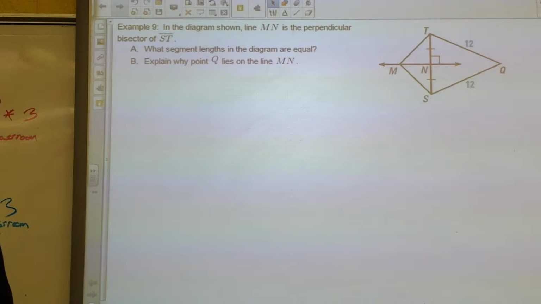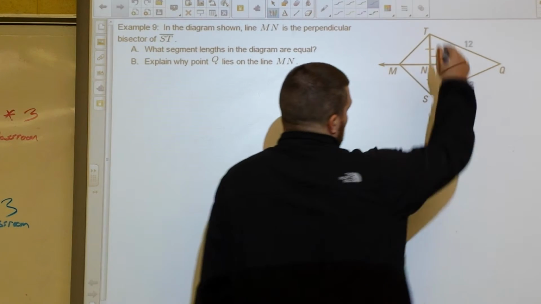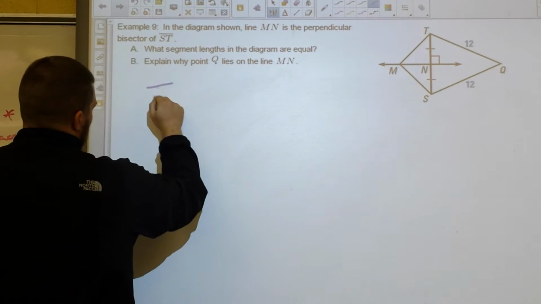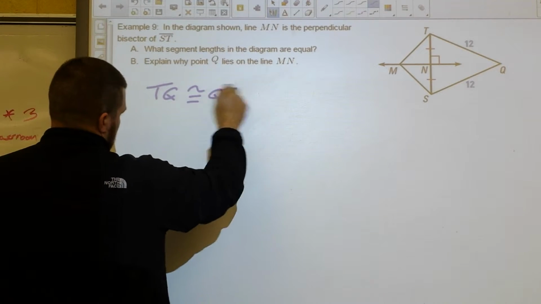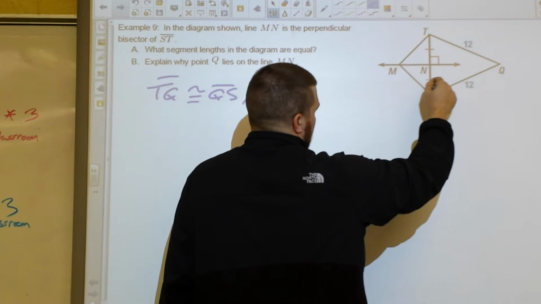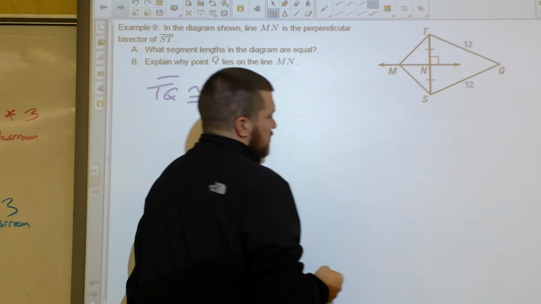All right, so in example 9, we're told that line MN is the perpendicular bisector of ST. So what segment lengths in the diagram are equal? Well, first off, let's start with what the picture gives us. TQ and QS, those are obviously the same. So TQ is congruent to QS. What else? Let's see. This line right here means that TN is congruent to NS, so those two are the same.